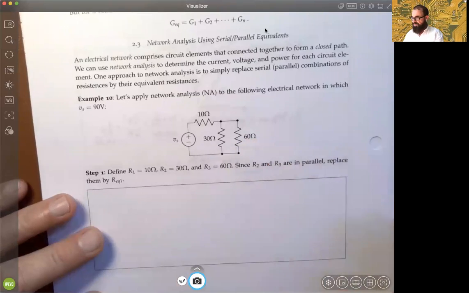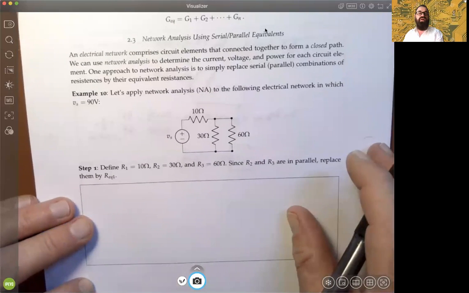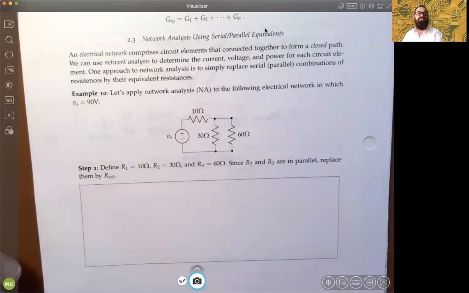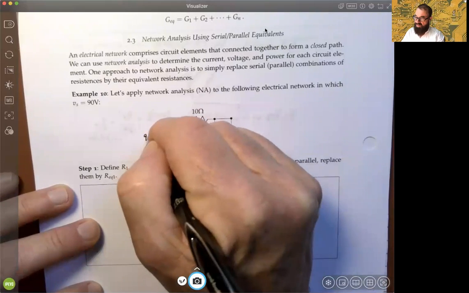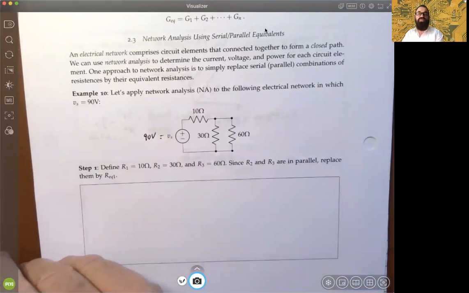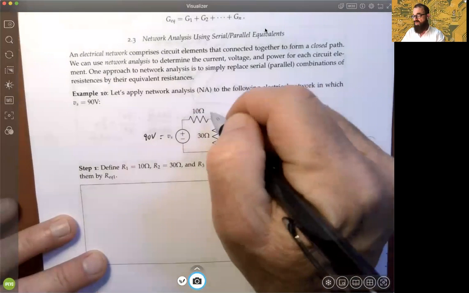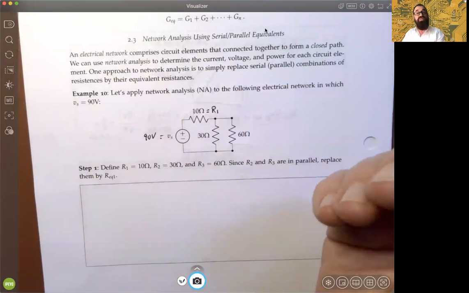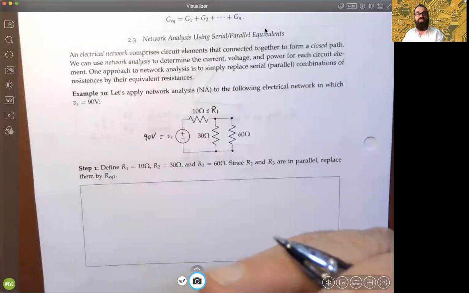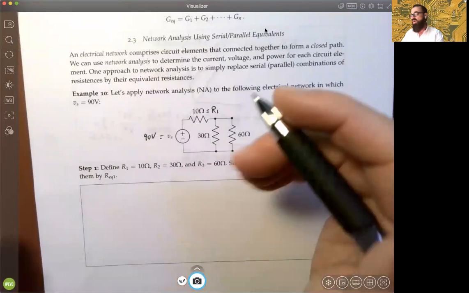So example 10, again page 34, we're going to apply network analysis, sometimes abbreviated as NA, to the following network. You can see very clearly there are 3 resistances and 1 voltage source. The voltage source is defined to be 90 volts, so let's go ahead and put that in. And just for the purposes of reference and formalizing our approach, let's label these resistances. It's sometimes nice to do the labeling just because it keeps track of what relationships we've defined before.